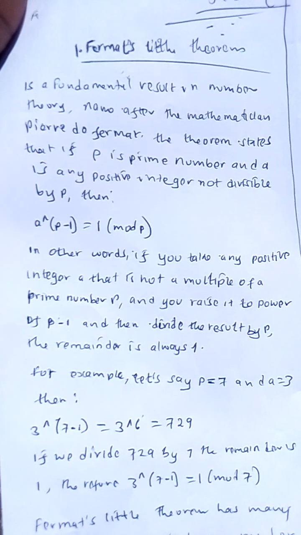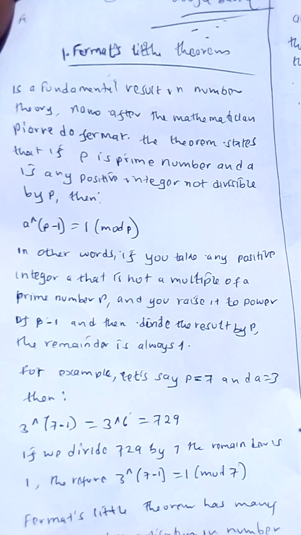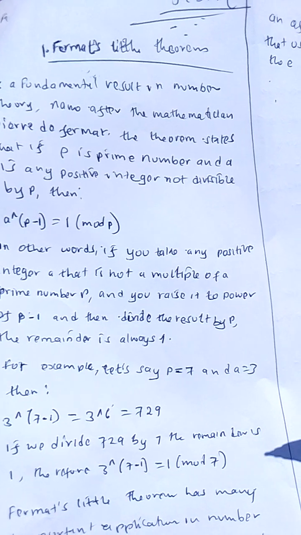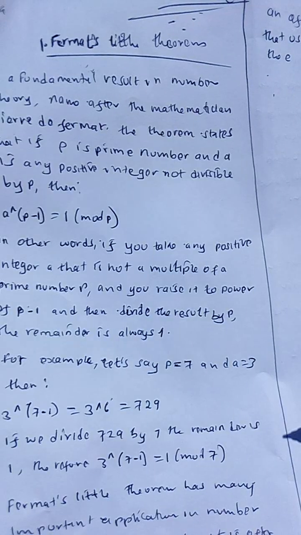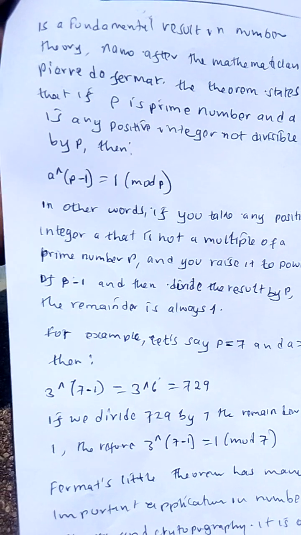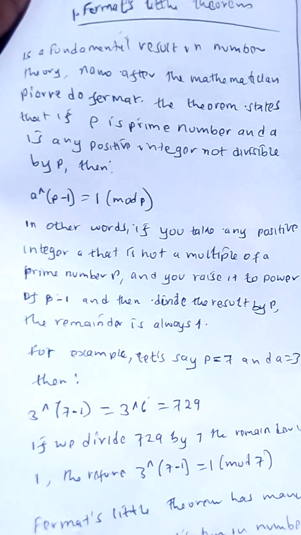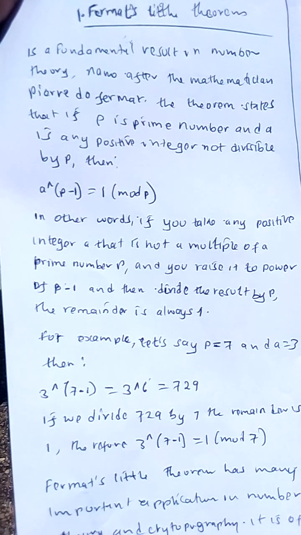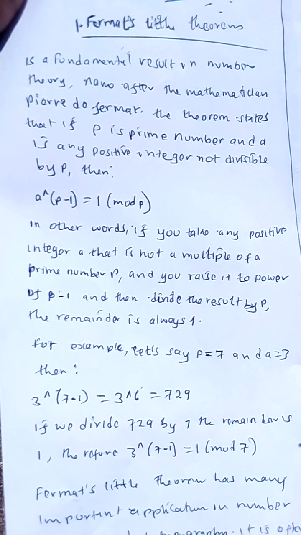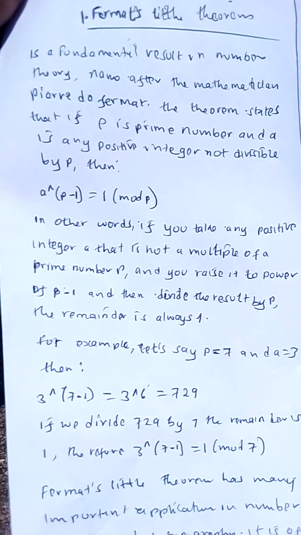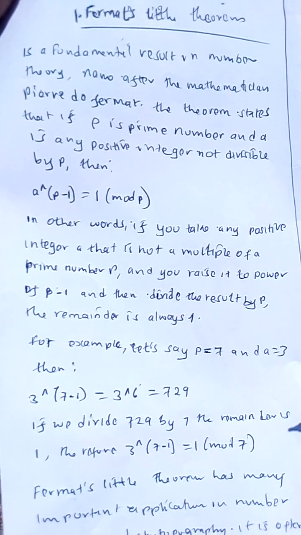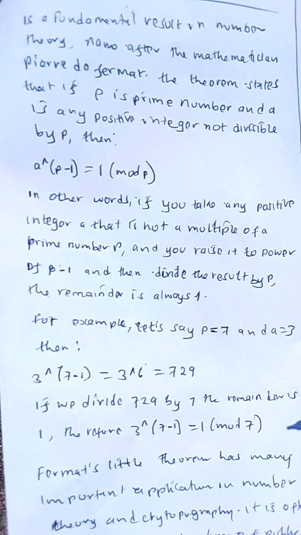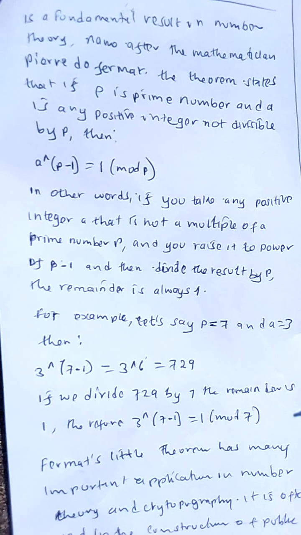So first of all, we shall study the definition of Fermat's little theorem and how it is studied. It's a fundamental result in number theory named after a mathematician called Pierre de Fermat. The theorem states that if P is a prime number and A is any positive integer not divisible by P, then A to the power P minus 1 is equal to 1 modulo P.